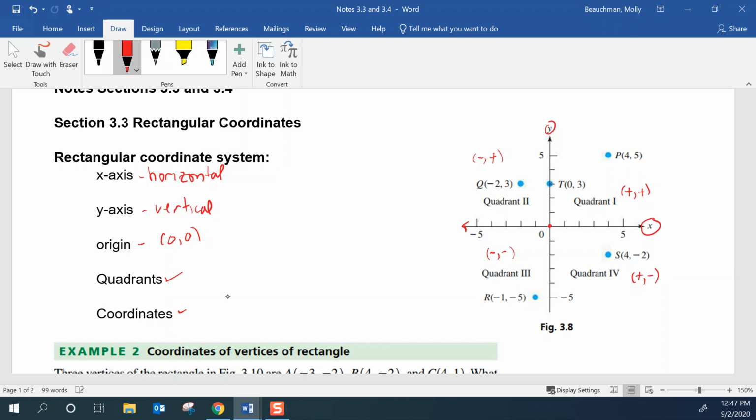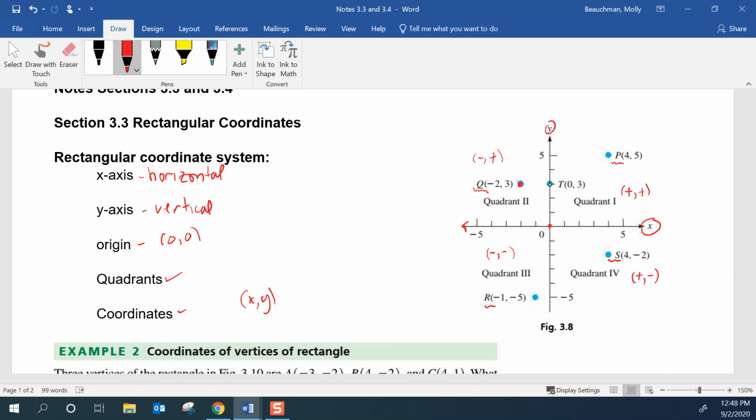And the coordinates themselves are listed as points x comma y. So if you take a look at the points that are graphed, point Q, point P, S, R, they tell you where to travel from the origin. So if point Q is negative 2, 3 from the origin, we count negative 2 on the x-axis, up 3 on the y-axis, and that's where our point is.